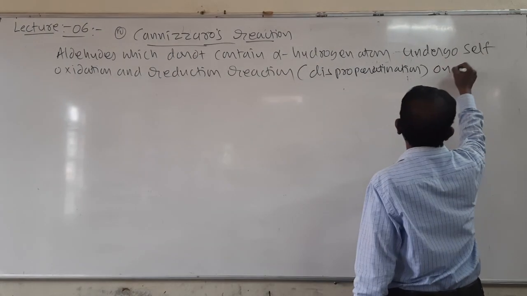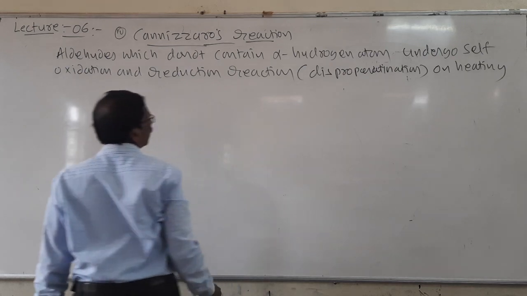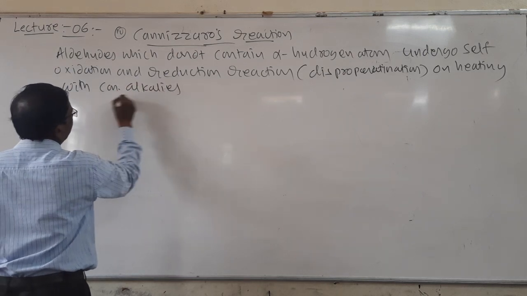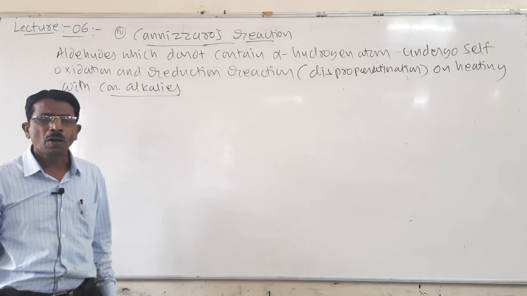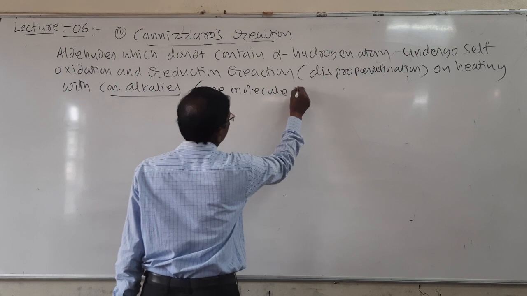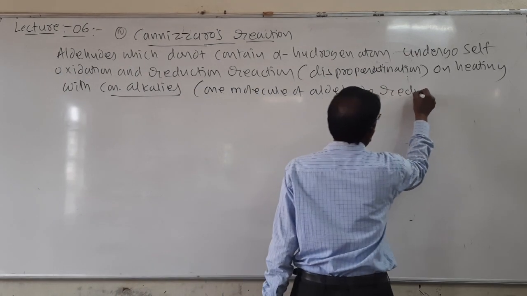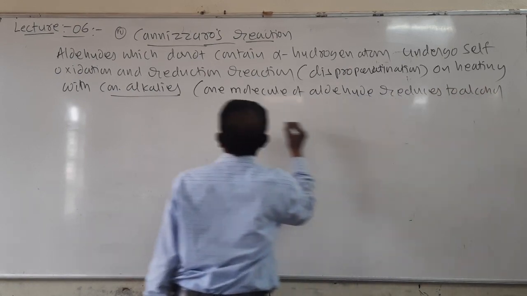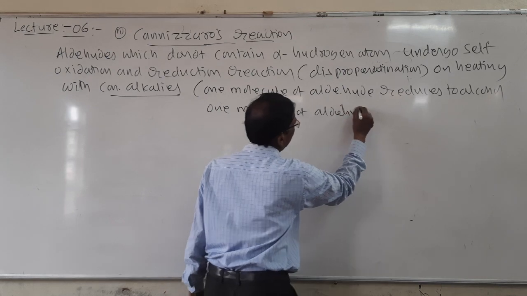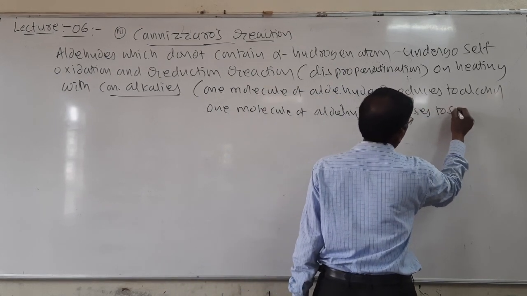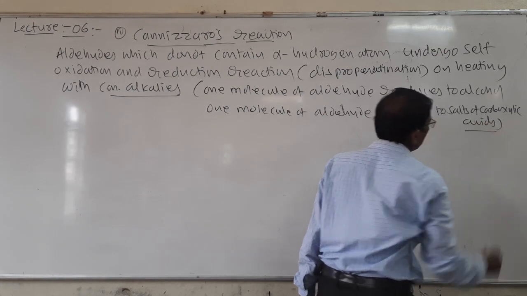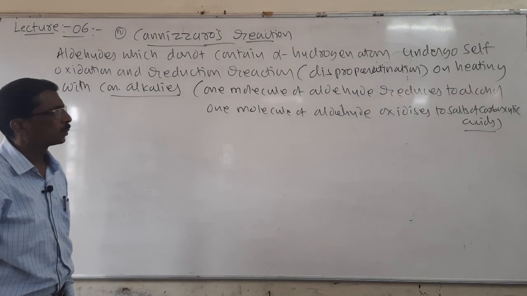So here, on heating with concentrated alkalis or strong alkalis, remember students, one molecule of aldehyde reduces to alcohol, and one molecule of aldehyde oxidizes to salts of carboxylic acid.